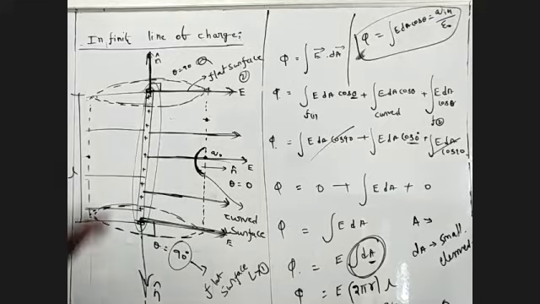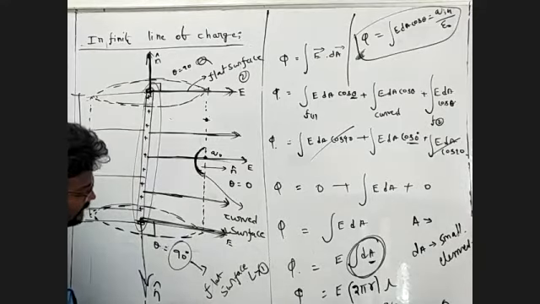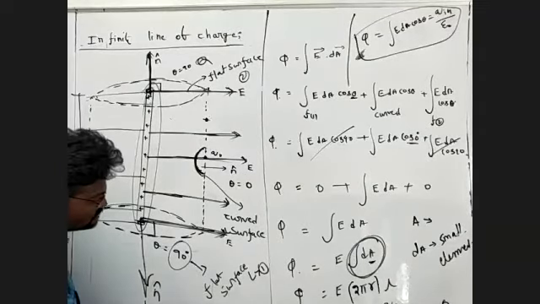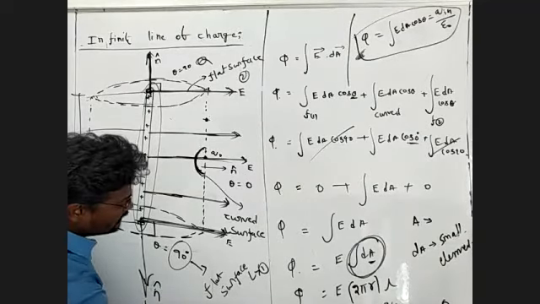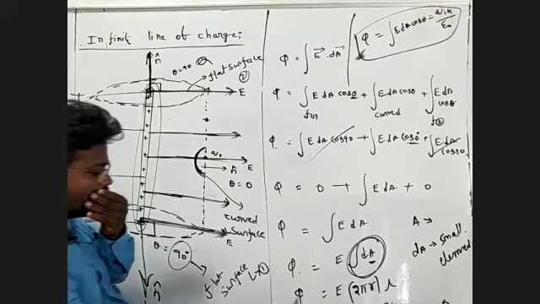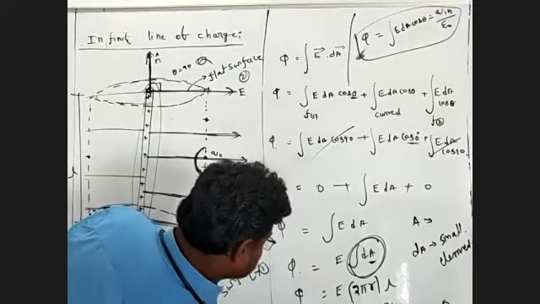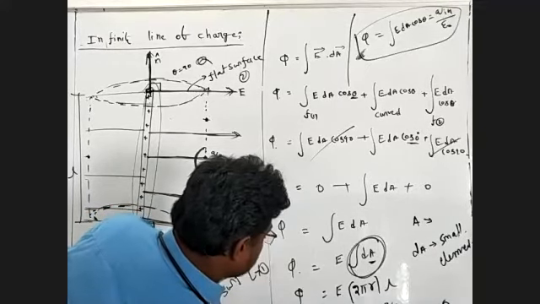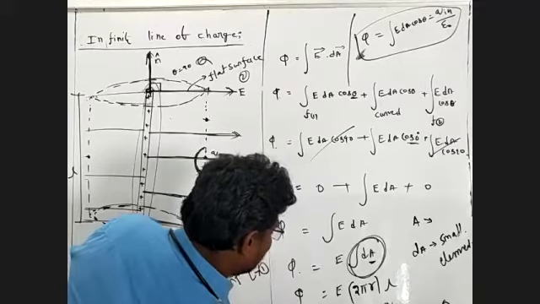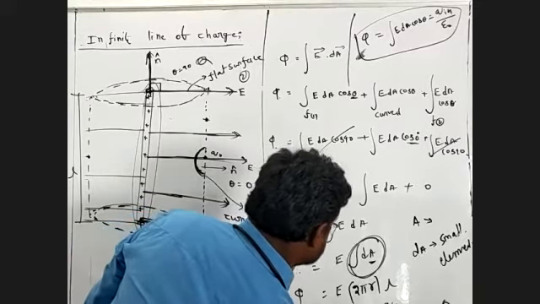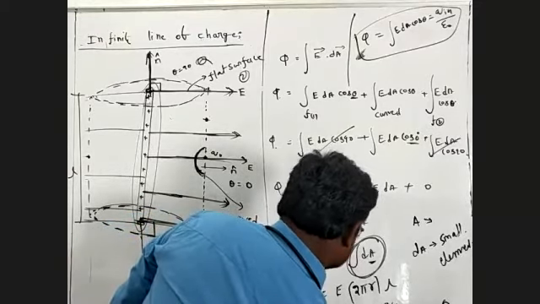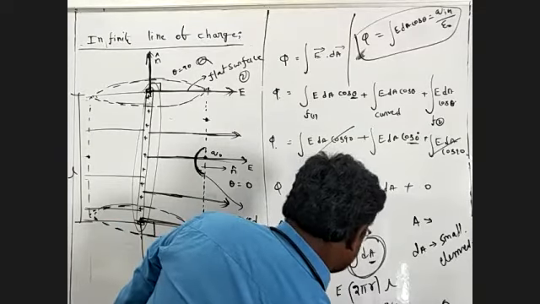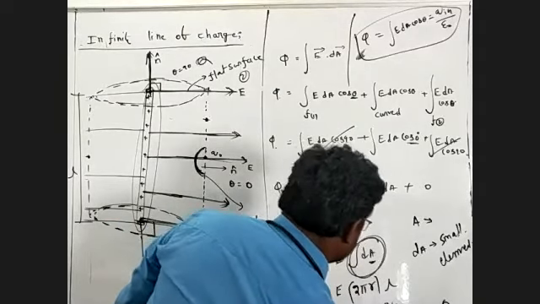This is what we call linear charge density. Lambda is equal to charge per length, so Q is equal to lambda L. Now E is equal to lambda L by 2 pi epsilon naught r L. L cancels. E is equal to lambda by 2 pi epsilon naught r. This is your formula.